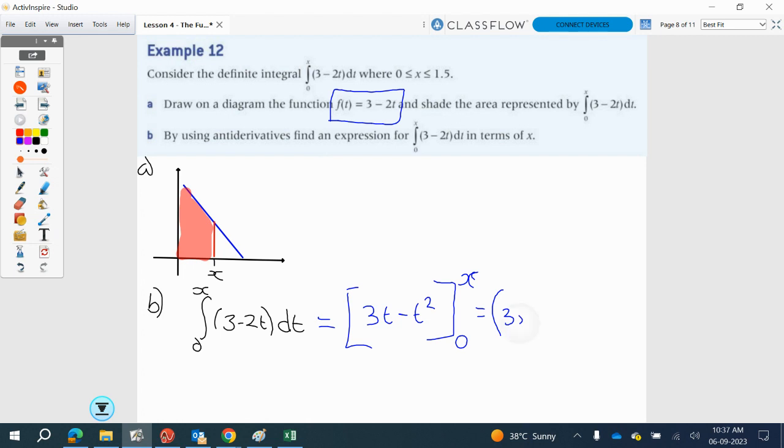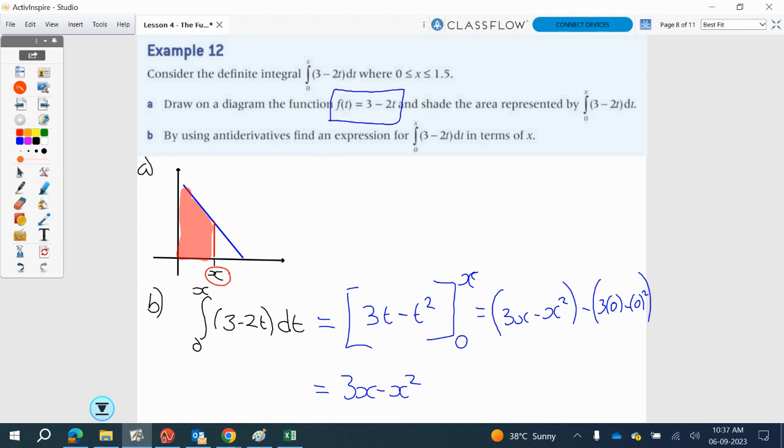So that will give us 3x minus x squared. And then here we insert the 0. That will give us 3 times 0 minus 0 squared. Simplifying, that second bracket is just going to disappear, isn't it? This is just zeros in that one. So we're going to be left with 3x minus x squared. So this is a function that's going to describe the area. As this x here moves up and down, this will actually give us the area that is sort of shaded.